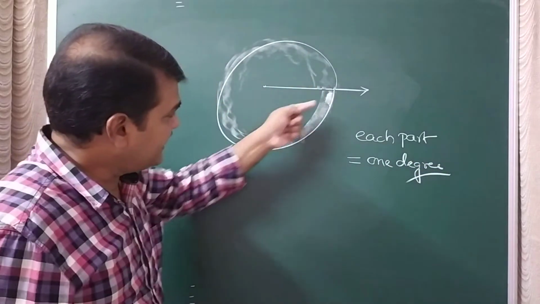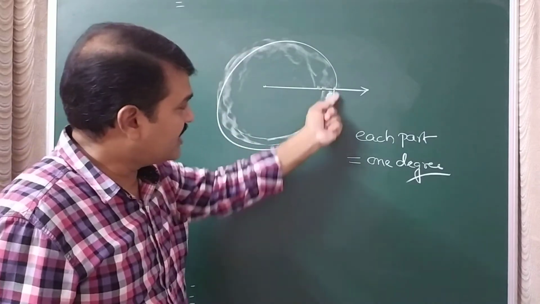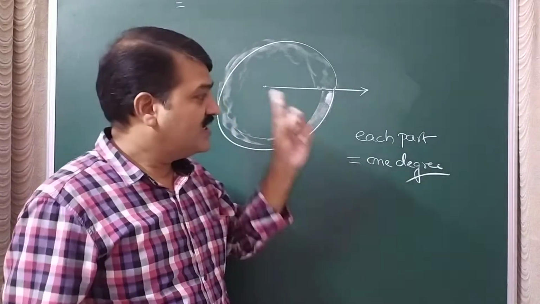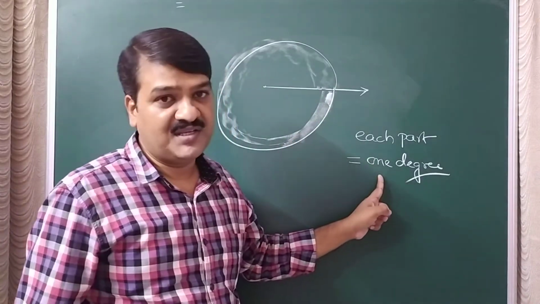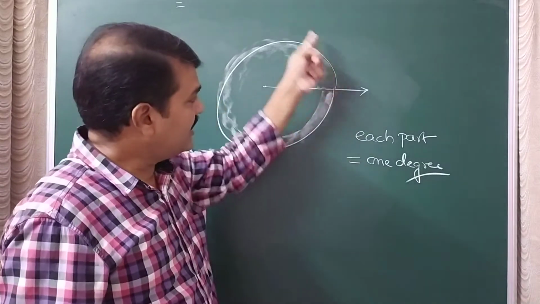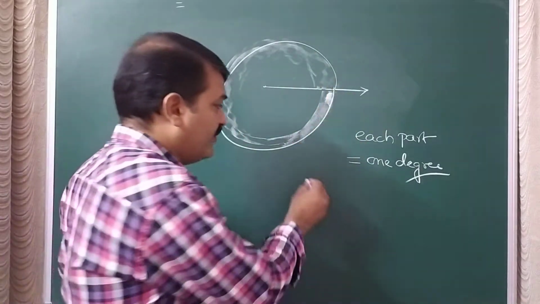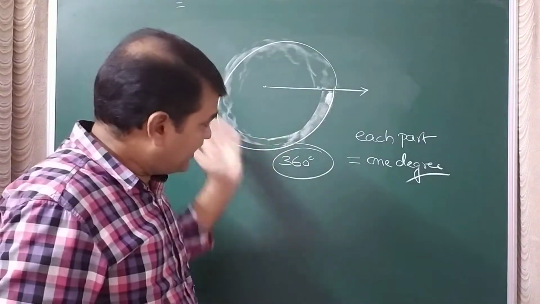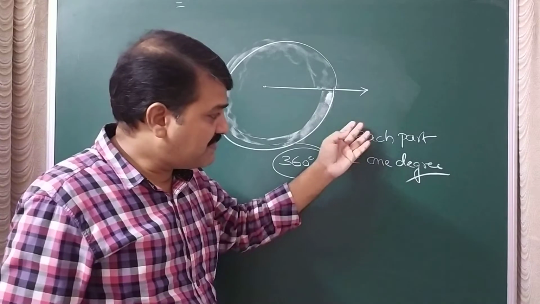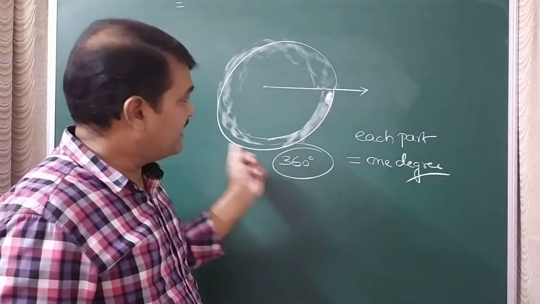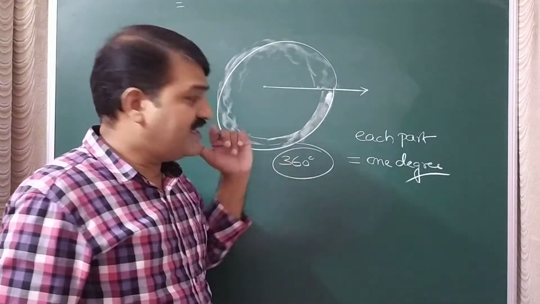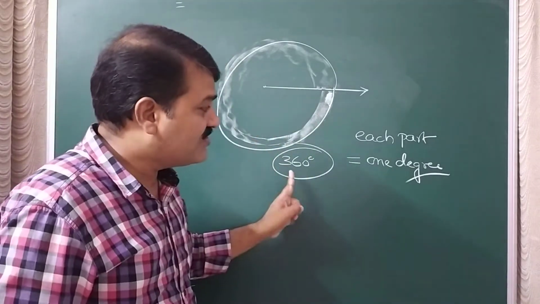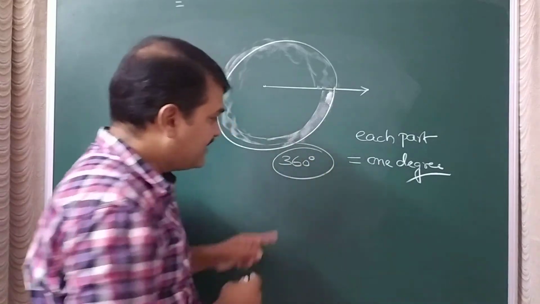So when the complete circle is divided into 360 equal parts, each part will be taken as 1 degree. Therefore, for one complete rotation, you will get 360 degrees. Because this complete circle is divided into 360 equal parts, and each part is called a degree, this complete rotation has 360 degrees.